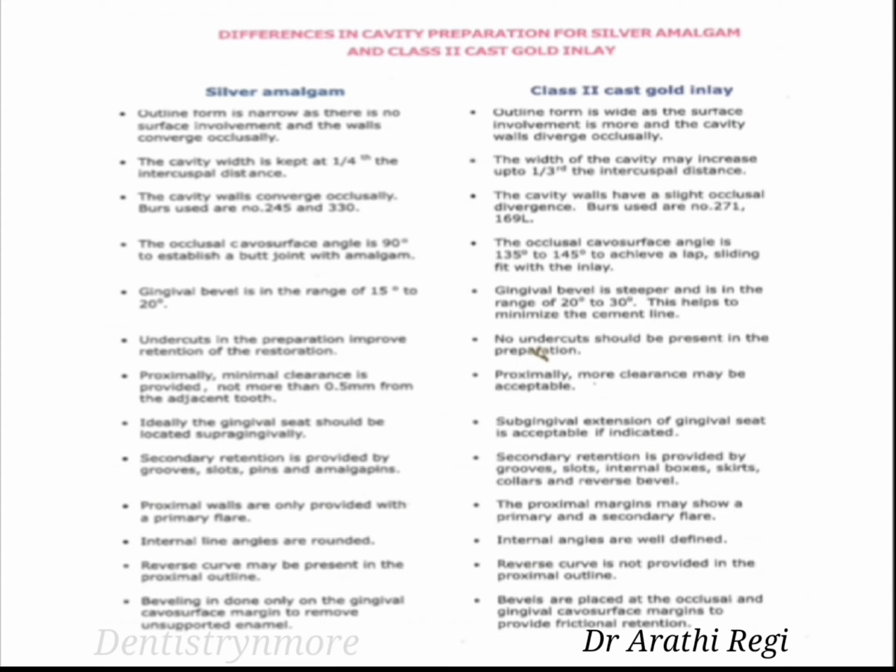And next we are moving to the question, that is difference in cavity preparation for silver amalgam and class 2 cast gold inlay. So if a question like that comes, you can make a tabular column and mark the differences, like the outline form is narrow in case of silver amalgam, whereas in case of class 2 gold inlay the outline form is wide, and the cavity width is 1/4 of the intercuspal distance in case of silver amalgam, and in gold inlay it is 1/3 of the intercuspal distance. So you can give 7 or 8 differences between the silver amalgam and class 2 cast gold inlay.